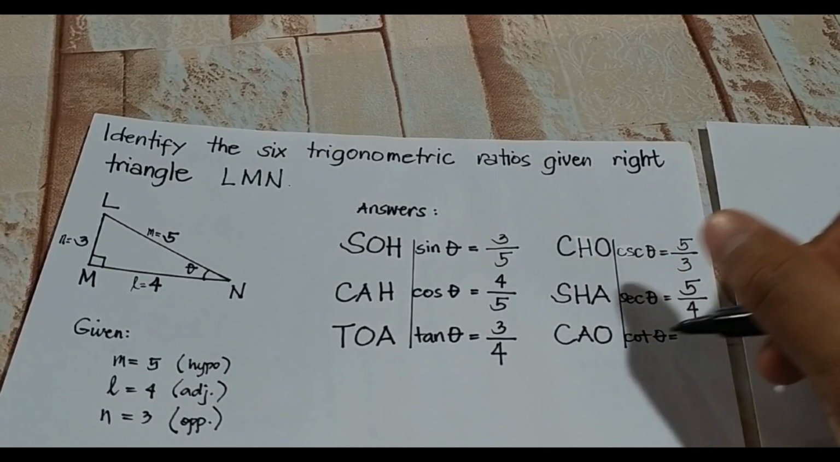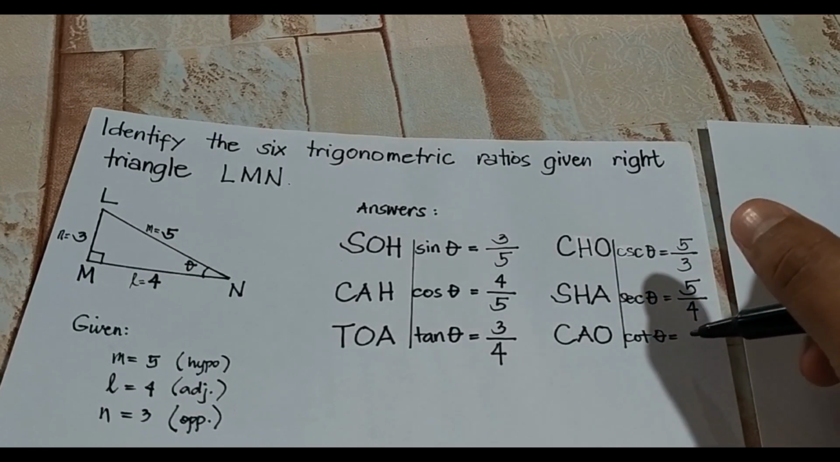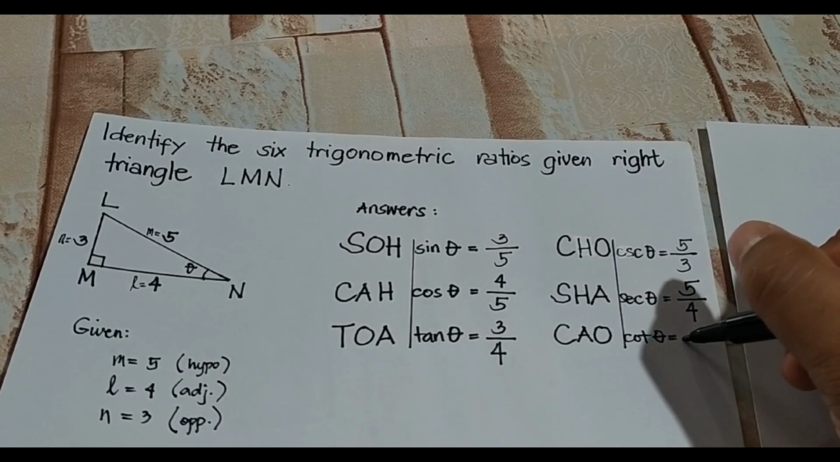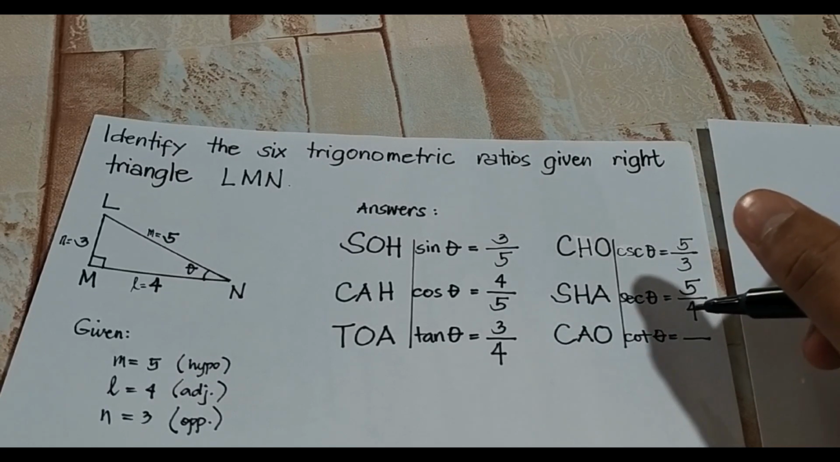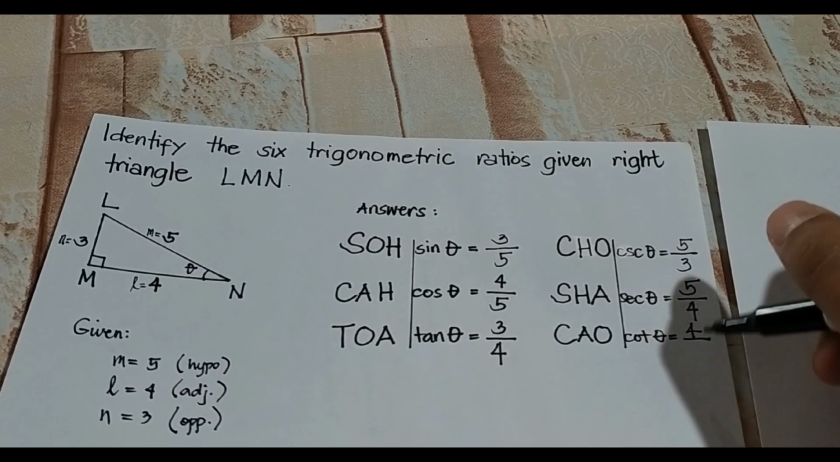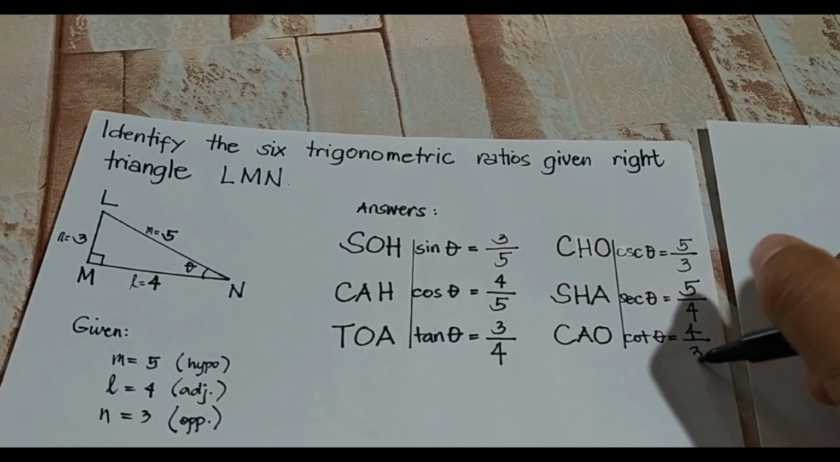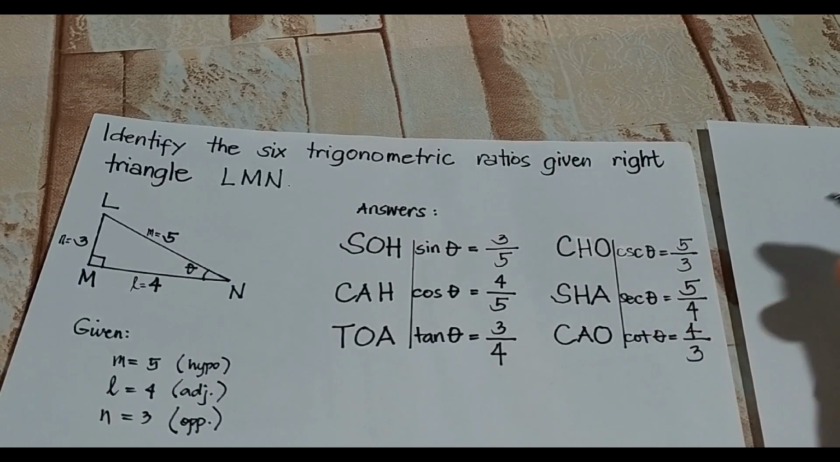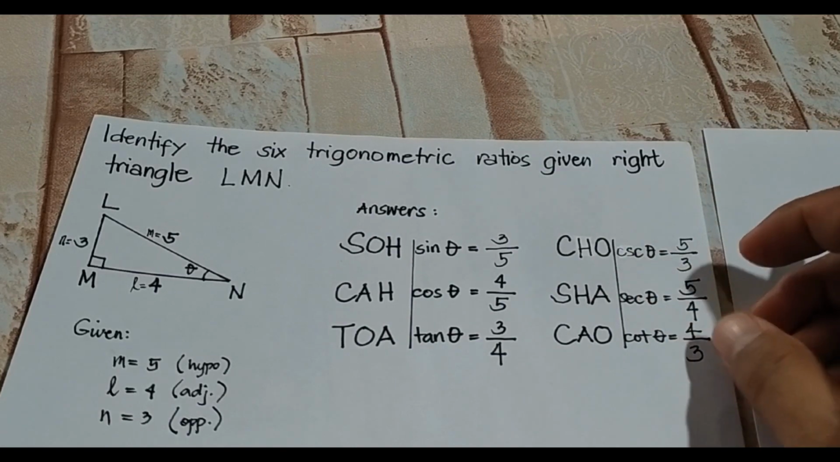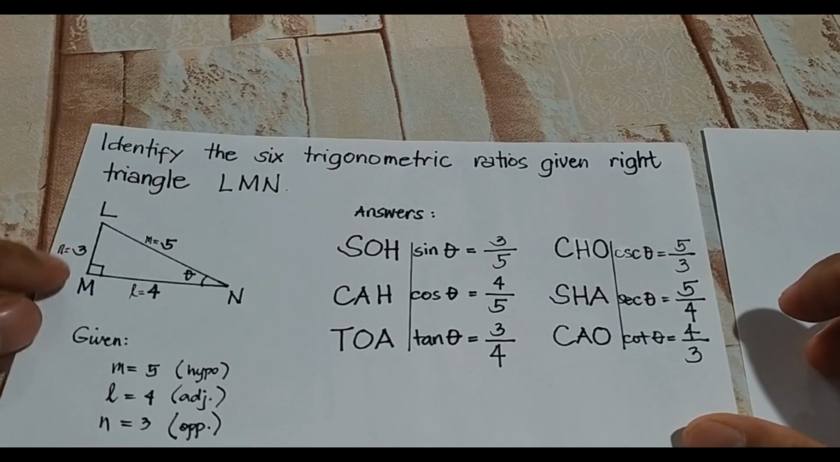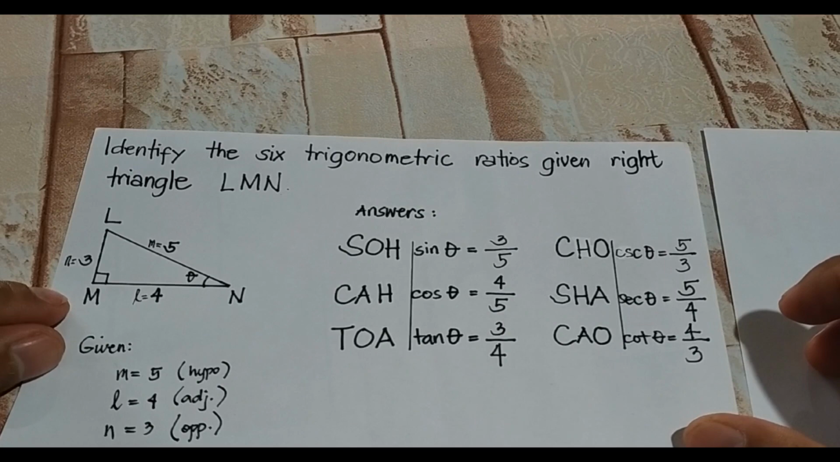Alright? And lastly, we have cotangent theta. We have adjacent over opposite. What is the value of our adjacent? That is 4, over the opposite, which is 3. So that is 4 over 3. So these are the values of our 6 trigonometric ratios with regard to our given illustration.